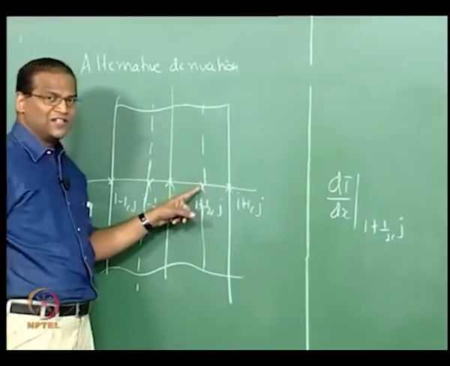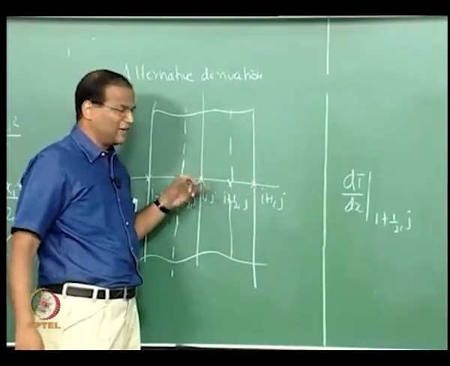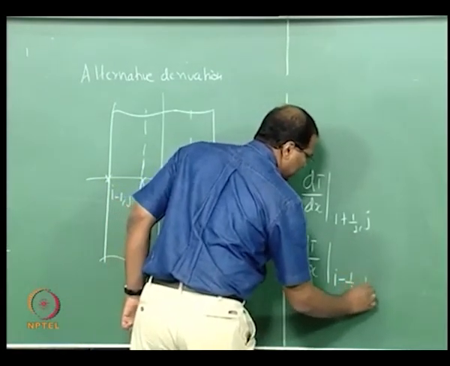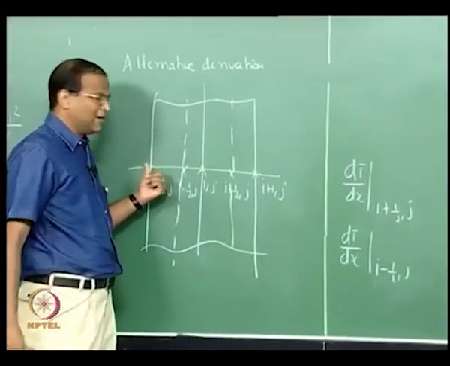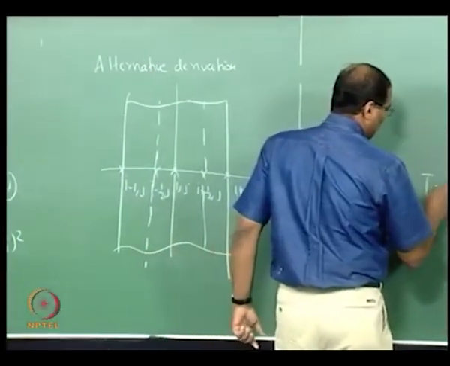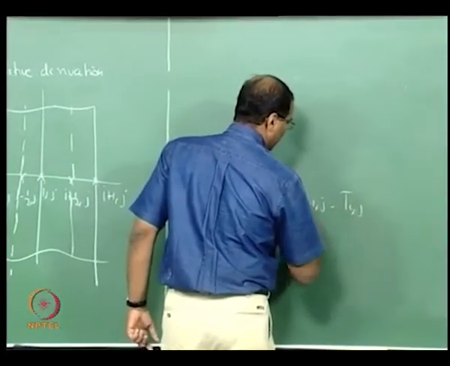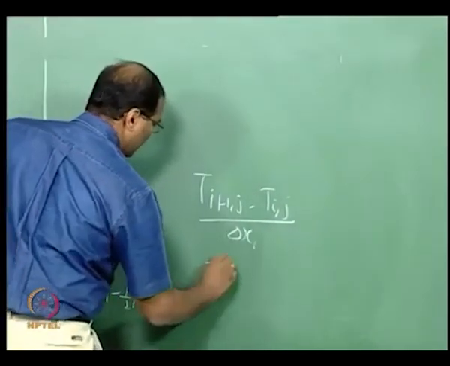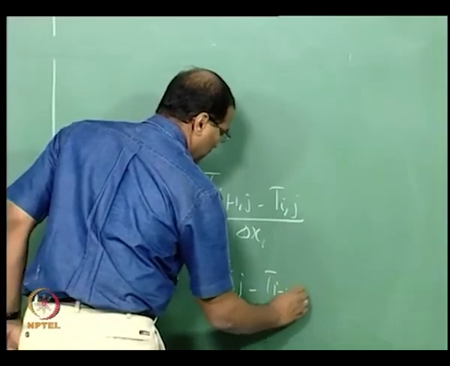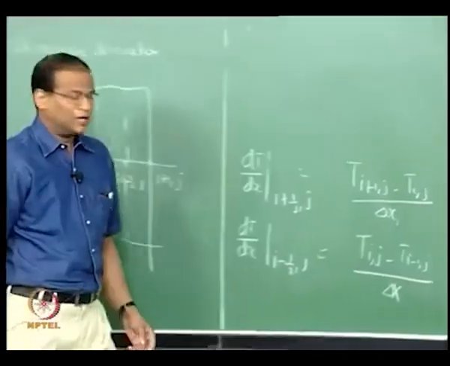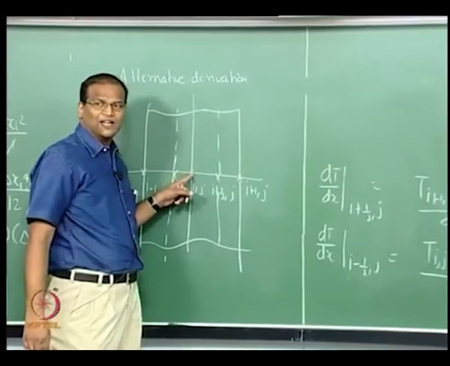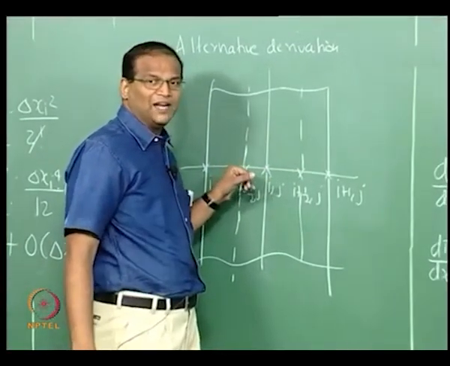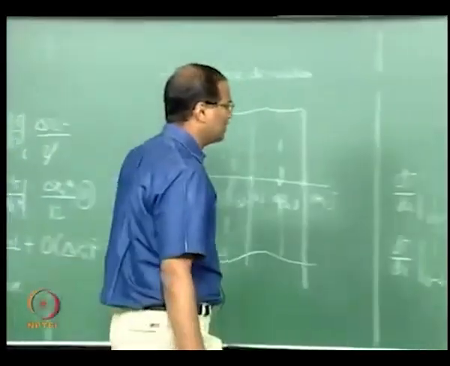So dT by dx at i plus half j is equal to T of i plus 1 j minus T of i j divided by delta x. I can get dT by dx at i minus half j, that is T at i j minus T of i minus 1 j, divided by delta x. Now I will say d square T by dx squared here is dT by dx at i plus half minus dT by dx at i minus half divided by delta x, okay.